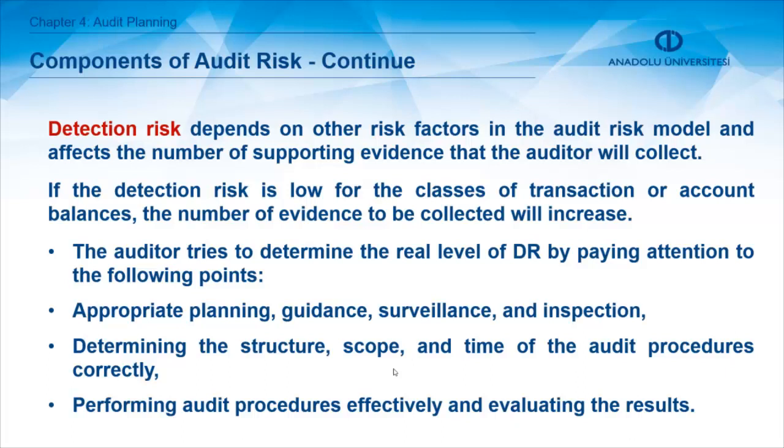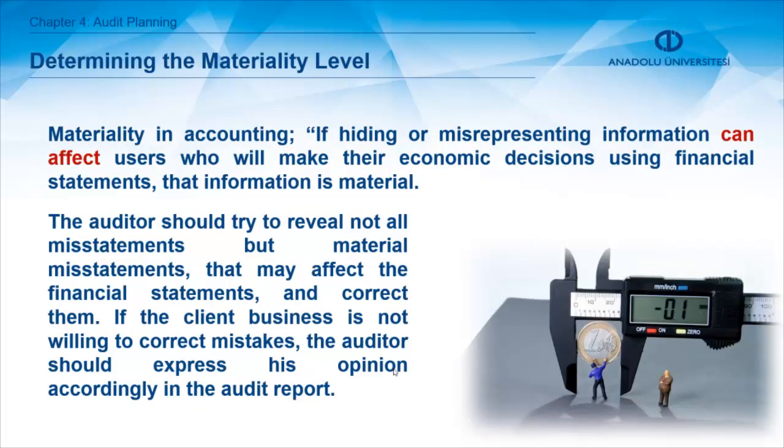The auditor tries to determine the real level of detection risk by paying attention to the following points: appropriate planning, guidance, surveillance and inspection, determining the structure, scope, and time of the audit process correctly, performing audit procedures effectively, and evaluating the results. These could affect and decrease the detection risk for the audit work. So the next step for planning is determining the materiality level.